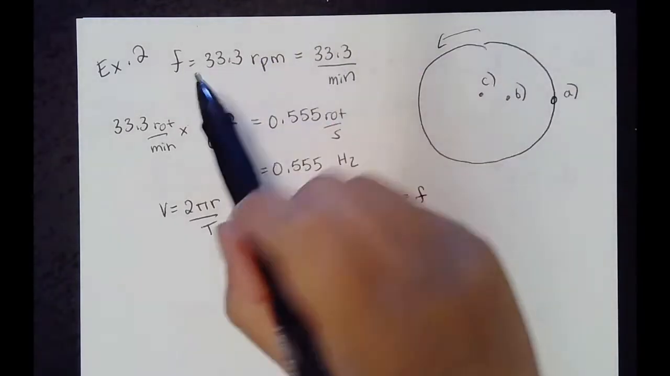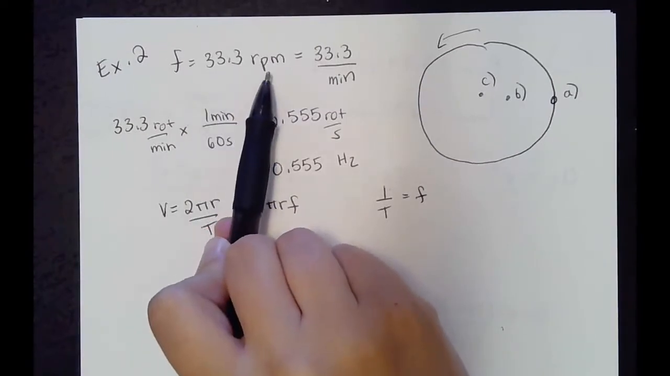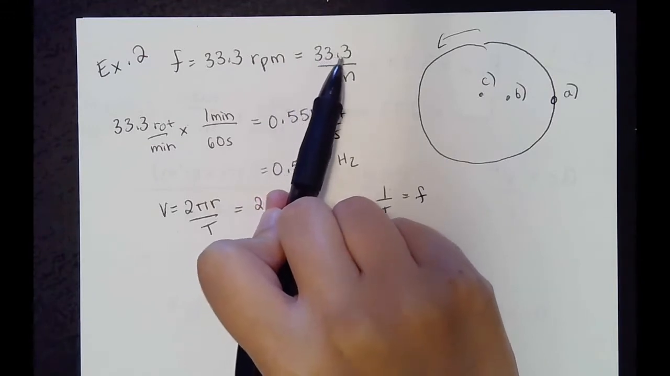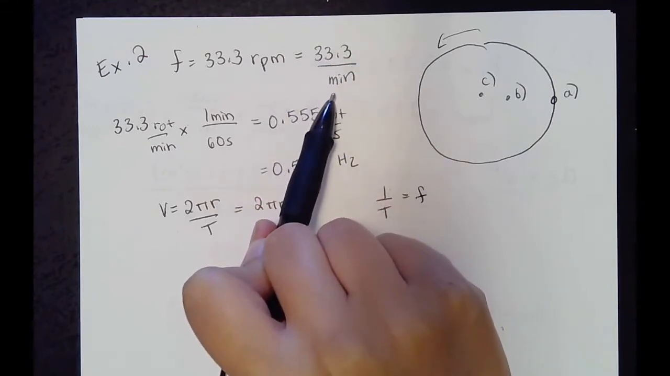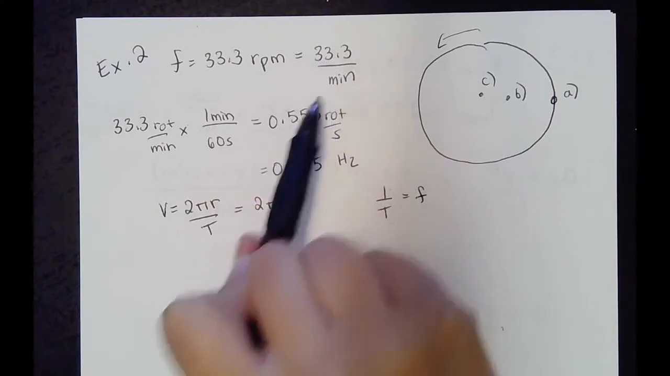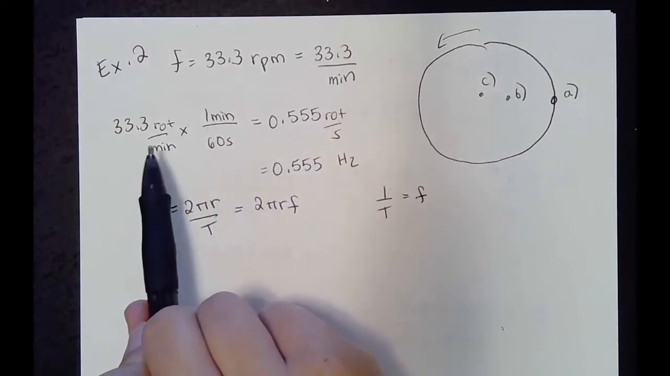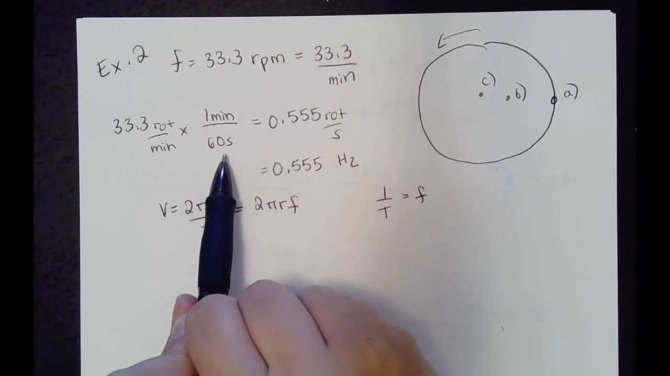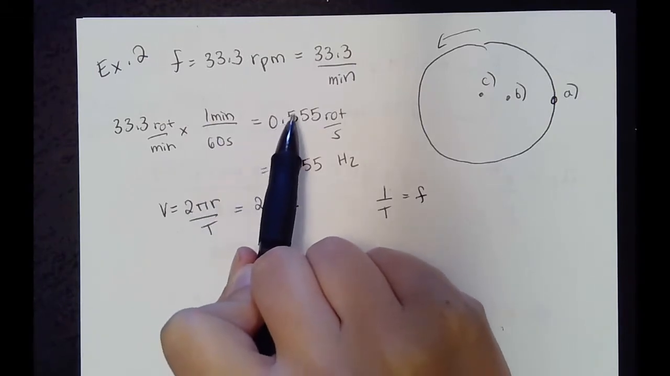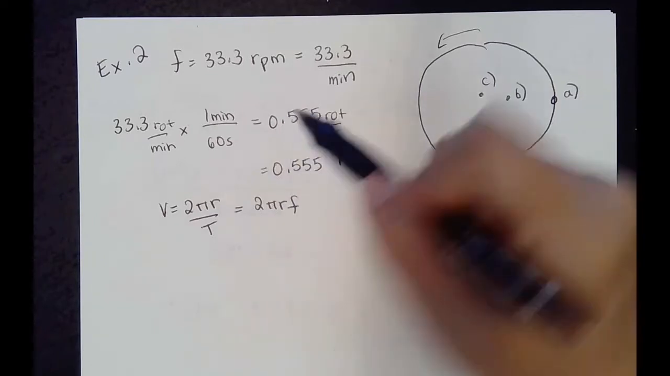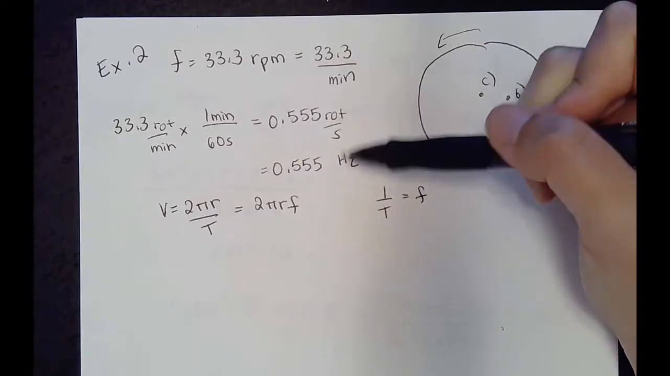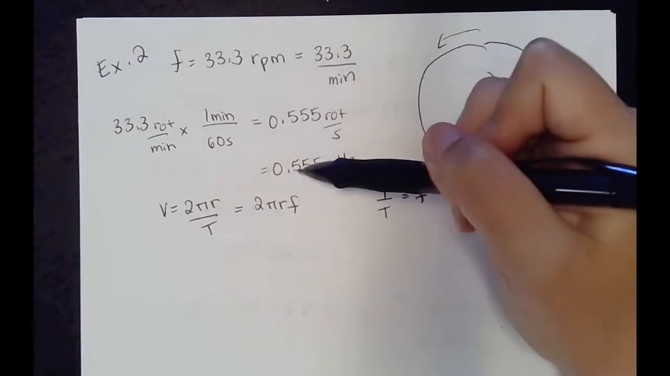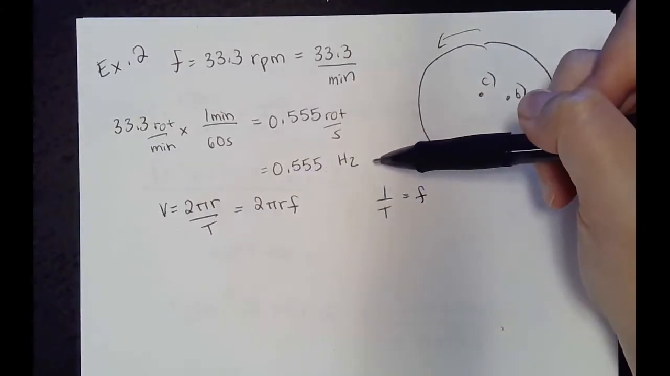All right, so we're given a frequency here. RPM is rotations or revolutions per minute. So that means there's 33.3 rotations in 1 minute. So we need to convert that into SI units. So we have 33.3 rotations per minute times 1 minute over 60 seconds, which gives 0.555 rotations per second. Rotations is actually unitless, so this is the same as 1 over seconds, which is a hertz. So we have 0.555 hertz for the frequency of the rotation.